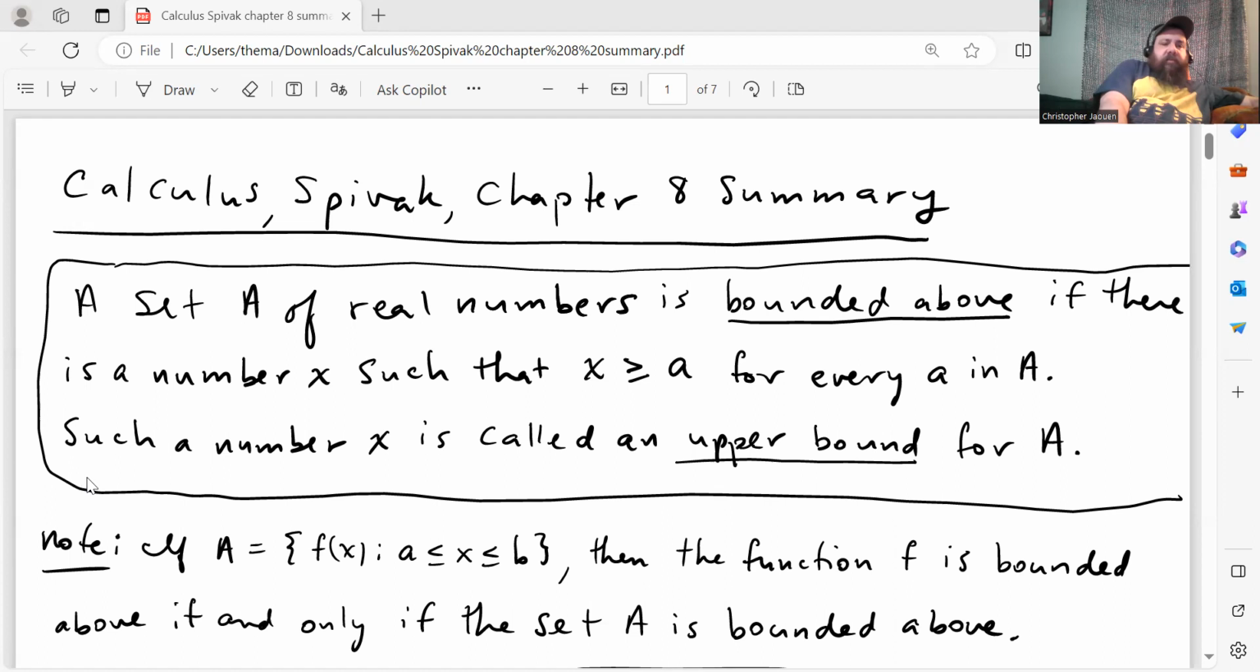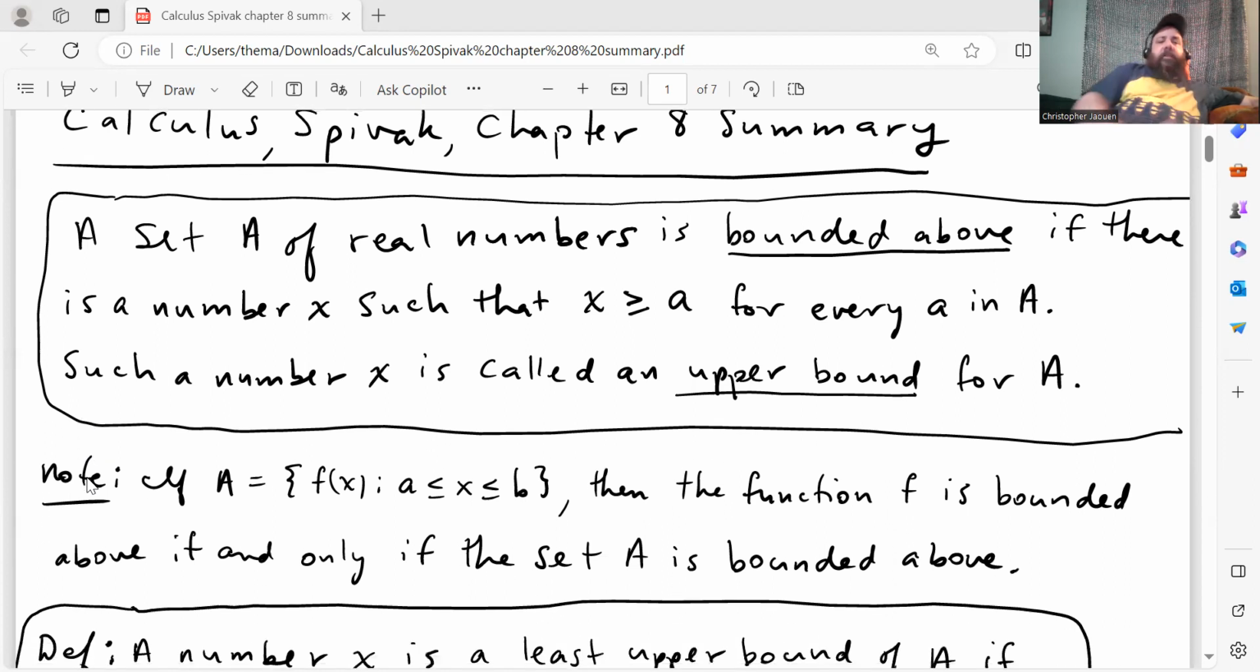So he starts with a definition of a set A of real numbers being bounded above. So here, this is the definition. A set A of real numbers is said to be bounded above if there's a number x such that x is greater than or equal to a for every a in A. And such a number x is called an upper bound for A.